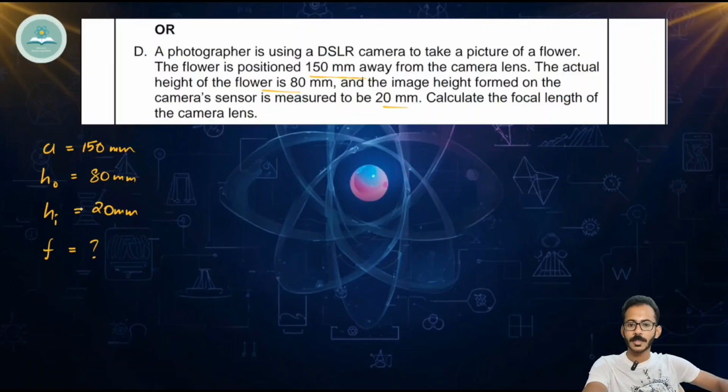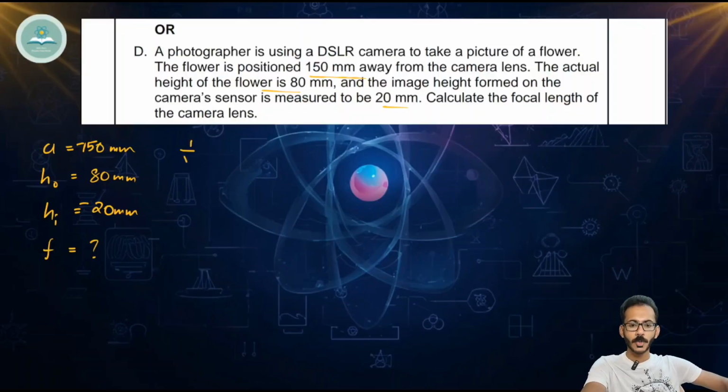Okay. Here one more thing is, it's told that the image height formed on the camera's sensor is measured as 20 mm. And in the image we have already seen that the image formed is a real and inverted image. So the height of the image will be a negative value. If we don't give that here, our answer will be wrong. Again, object is kept at 150 millimeter. So object is always kept towards the left side. So there also we should give a negative sign. Now, if we use the lens formula, we should be able to get the answer.